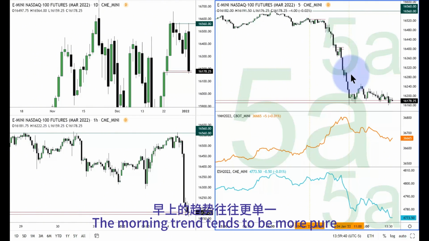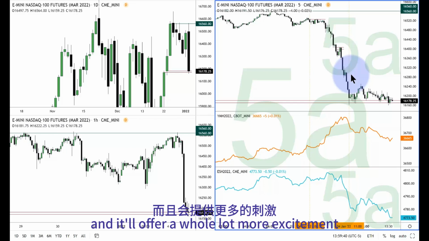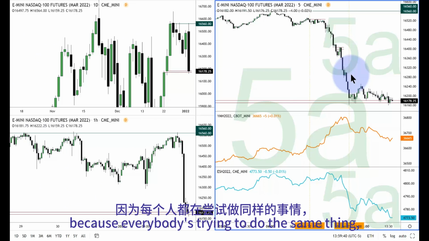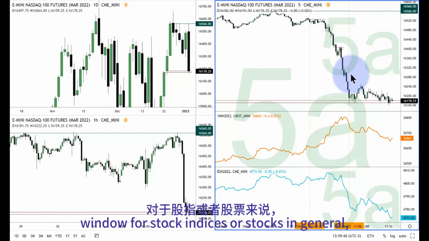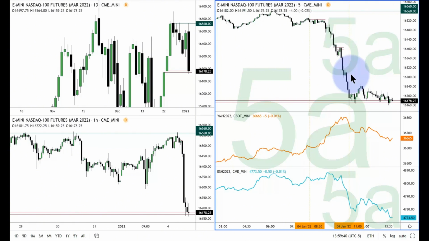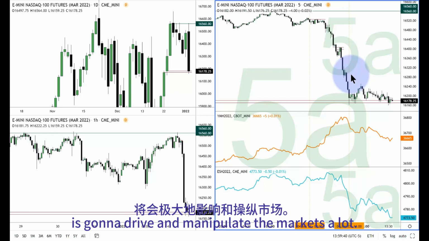The morning trend tends to be more pure and pristine, and it'll offer a whole lot more excitement because everybody's trying to do the same thing, get involved in the day. Okay, and if you understand that the volatility is the highest at the open at that 9:30 window for stock indices or stocks in general, that excitement, that fever to be involved in something is going to drive and manipulate the markets a lot.